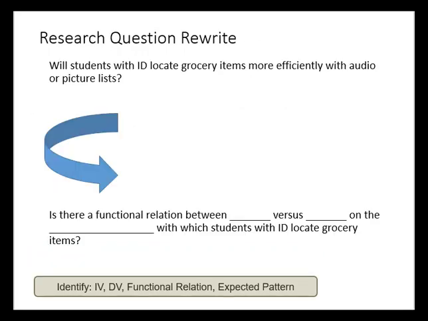If you were going to implement a direct replication of the study with the question, will students with ID locate grocery items more efficiently with audio or picture lists? How would you rewrite the question using, is there a functional relation in the frame on the screen?